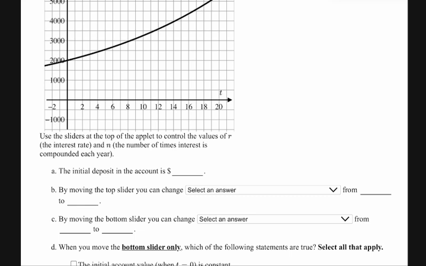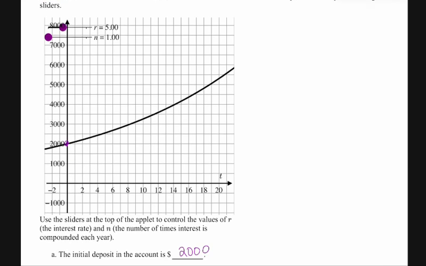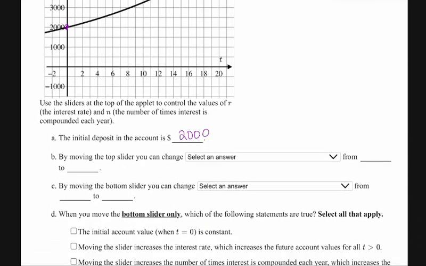Okay, it says the initial deposit of the account is, it is always your starting value, your y-intercept, your vertical intercept. So in this case, it's $2,000. Now, if you move the top slider, remember our top slider was rate.